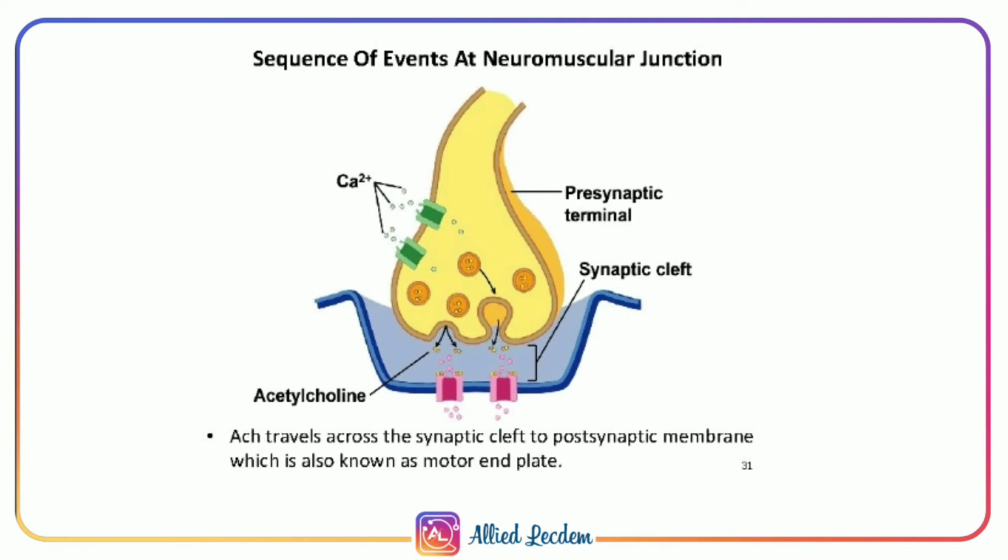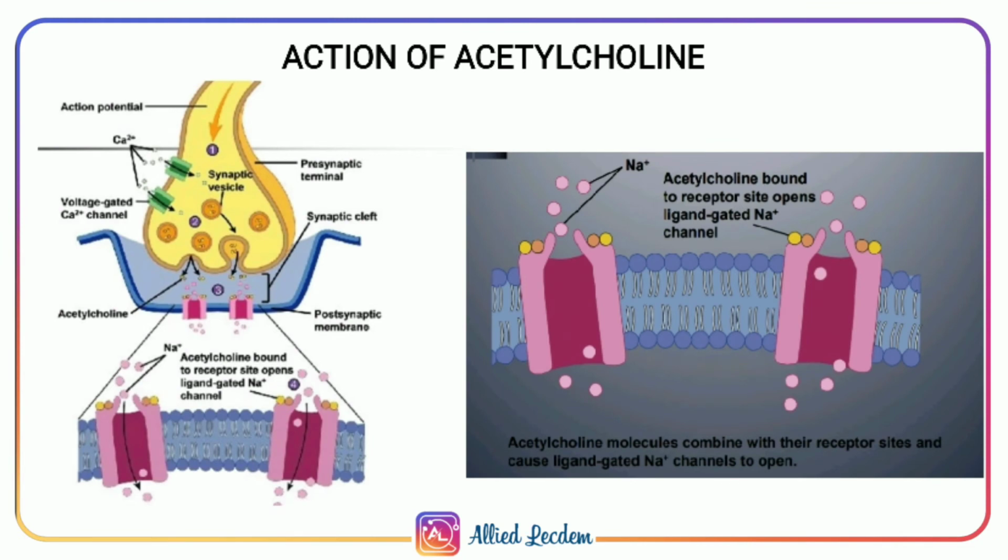In simple terms, in the release of acetylcholine, when the action potential reaches the terminal, it causes opening of voltage-gated calcium channels and release of acetylcholine into the synaptic cleft. The second event is the action of acetylcholine. After entering the synaptic cleft, the acetylcholine molecule binds with a receptor, namely the nicotinic receptor, in the postsynaptic membrane and forms an acetylcholine receptor complex. This increases the permeability of the postsynaptic membrane to sodium by opening the ligand-gated sodium channel.